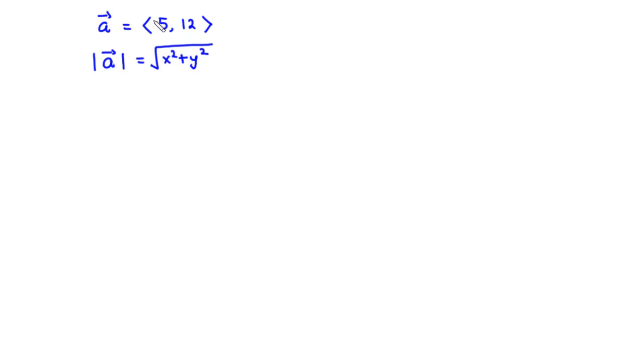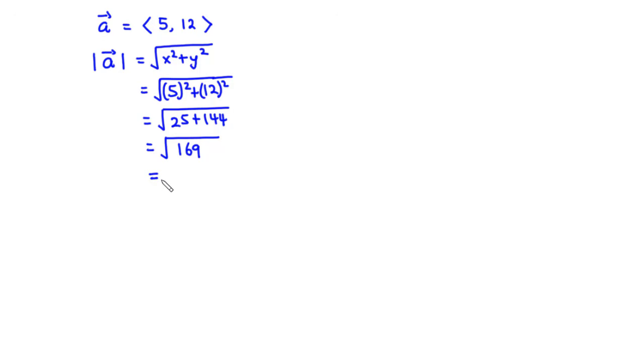Now we have the x component to be 5 and the y component to be 12. So we have this equal to 5 squared plus 12 squared. Now 5 squared is 25. 12 squared is 144. Now if you add the two values, then you have 169, and the positive square root of 169 is 13. Therefore, the magnitude of vector A is 13 units.